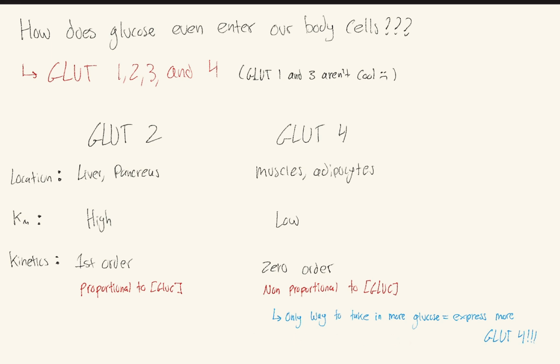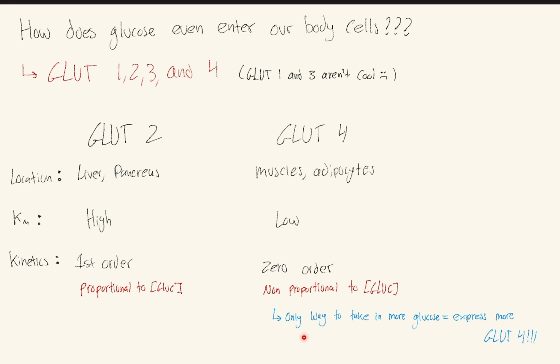And so what this means is that the only way to take in more glucose with the GLUT4 transporter is to express more GLUT4, and that would require some transcriptional activation of the mRNA transcript. That's some DNA and RNA biotech. I will maybe make a video on that. It's another high yield topic.